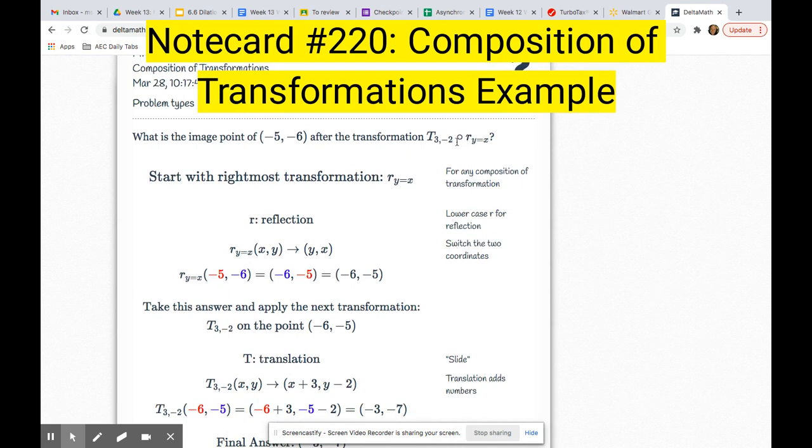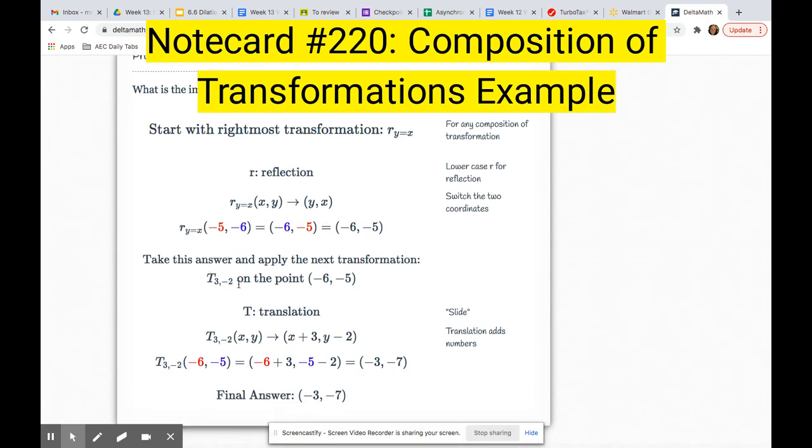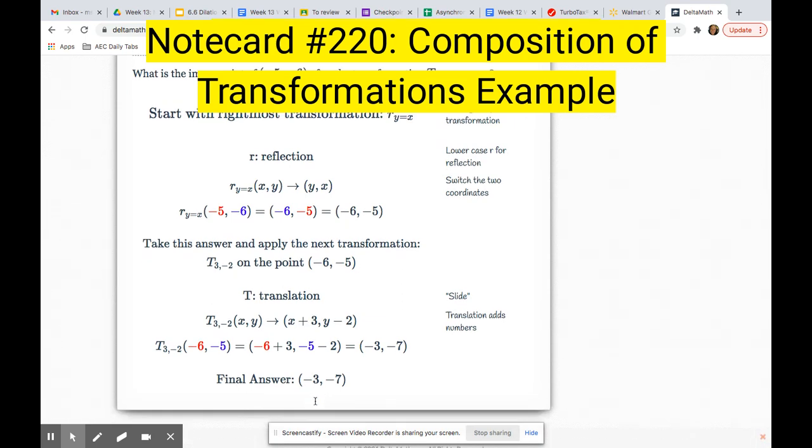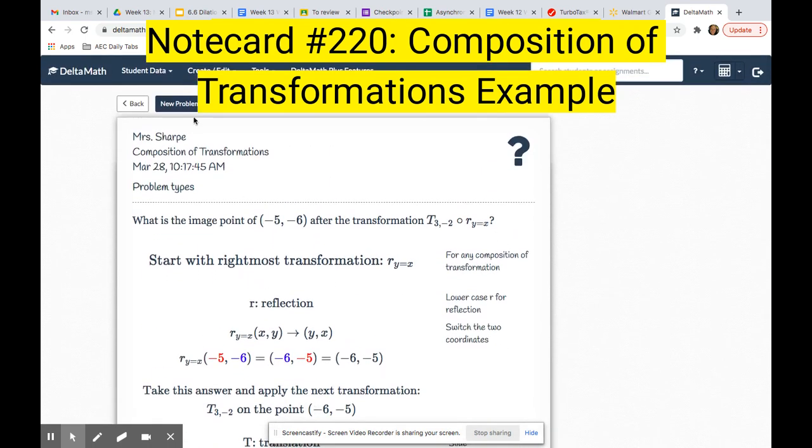It's just weird. You have to start with the one on the right. So we have to do the reflection first over y equals x. So you would just swap these two. It would be negative 6, negative 5. And then, yes, that big T was a translation. The 3 means you go right 3, and the negative 2 means you go down 2. So you're going to add 3 to the negative 6, subtract 2 from the negative 5, and you get negative 3, negative 7.